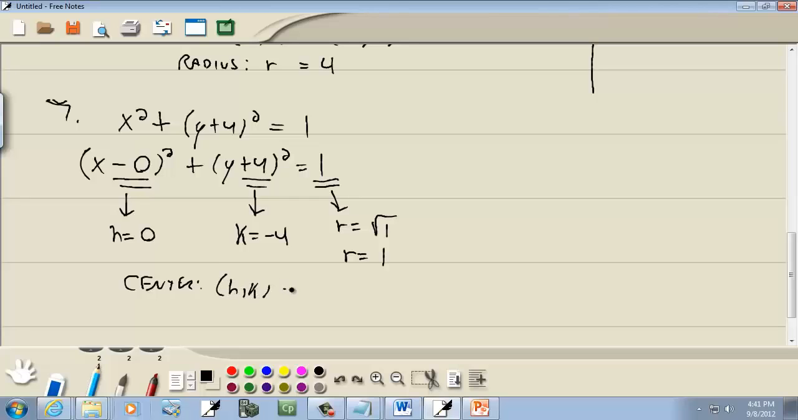Our center is (h, k), which will be (0, negative 4). And our radius will be r, which is 1. So those are our answers. And let me start a new page for the next problem.